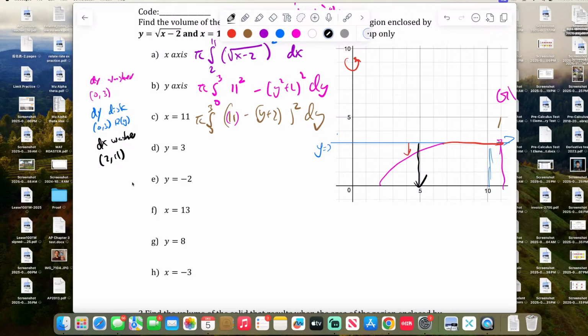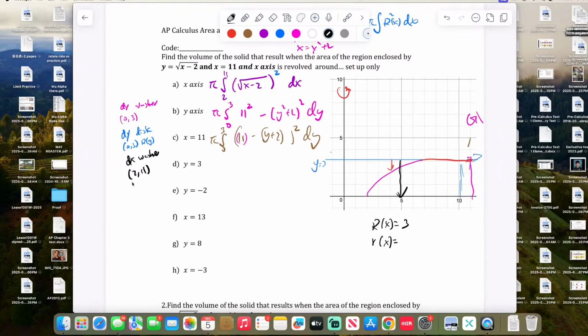Now, in this case, what's the big R of x? It's just 3, right? Okay, Emily, what's the small r of x here? No, don't look at your paper. Square root of x minus 2. No. Why? Well, Lucia, you can go next. It's 3 minus square root of x minus 2.